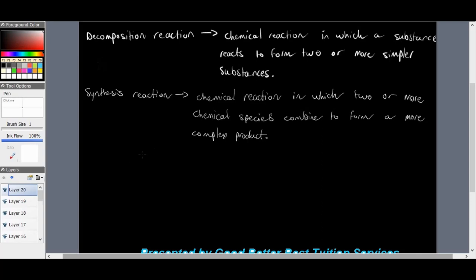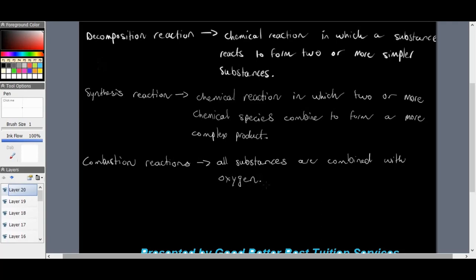And then, of course, we have the infamous combustion reaction. I'm sure we're all well aware of combustion reactions and what they consist of, how they take place. A combustion reaction is a reaction in which all substances in a compound are combined with oxygen. So if oxygen is not present, then there can be no combustion. Oxygen is very important.